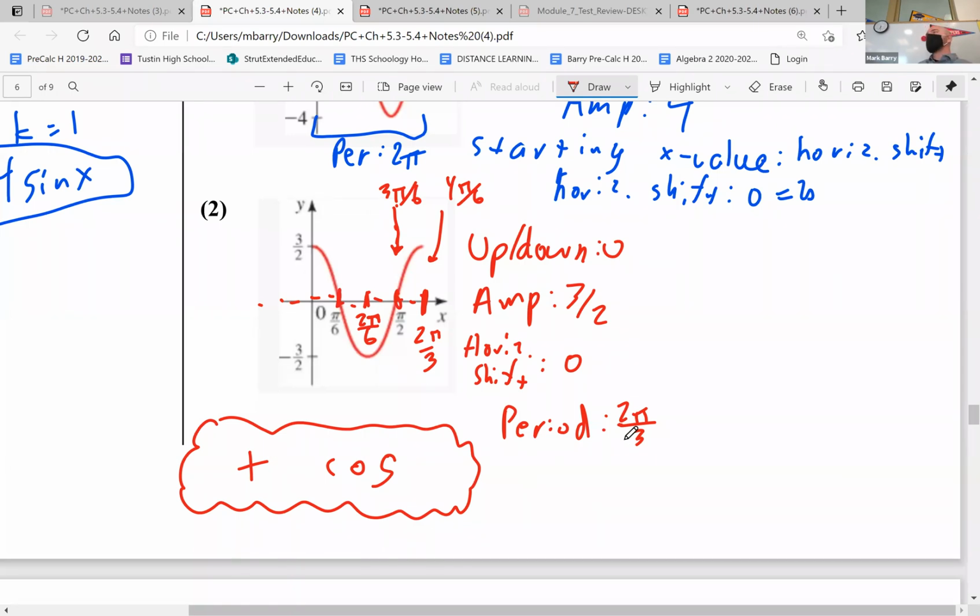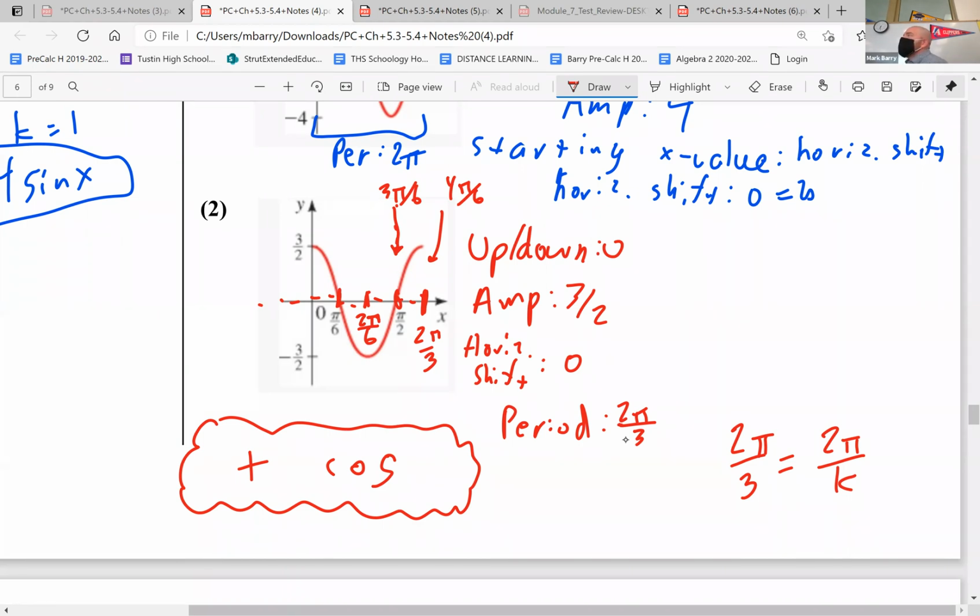Okay, now remember the period doesn't actually go into the equation. K goes into the equation. So we have to take the period and set it equal to 2 pi over K to figure out what K is.